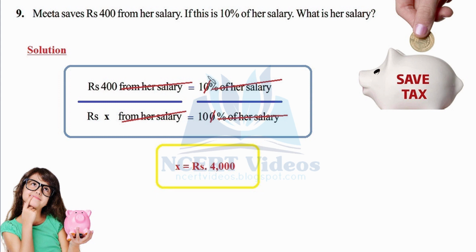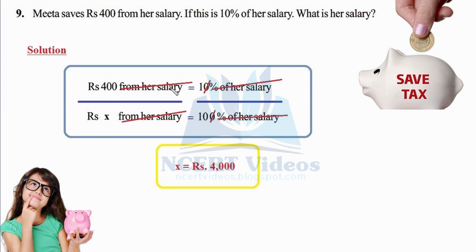So remember, in proportion you write similar units. So percentage from her salary. It cannot be used in a flipped manner. That is, 100% of salary equal to rupees X will be wrong. So always pay attention while you deduce such kind of expression. Again, rupees 400 is equal to 10%. And what will be 100%? So we have taken it to be X.